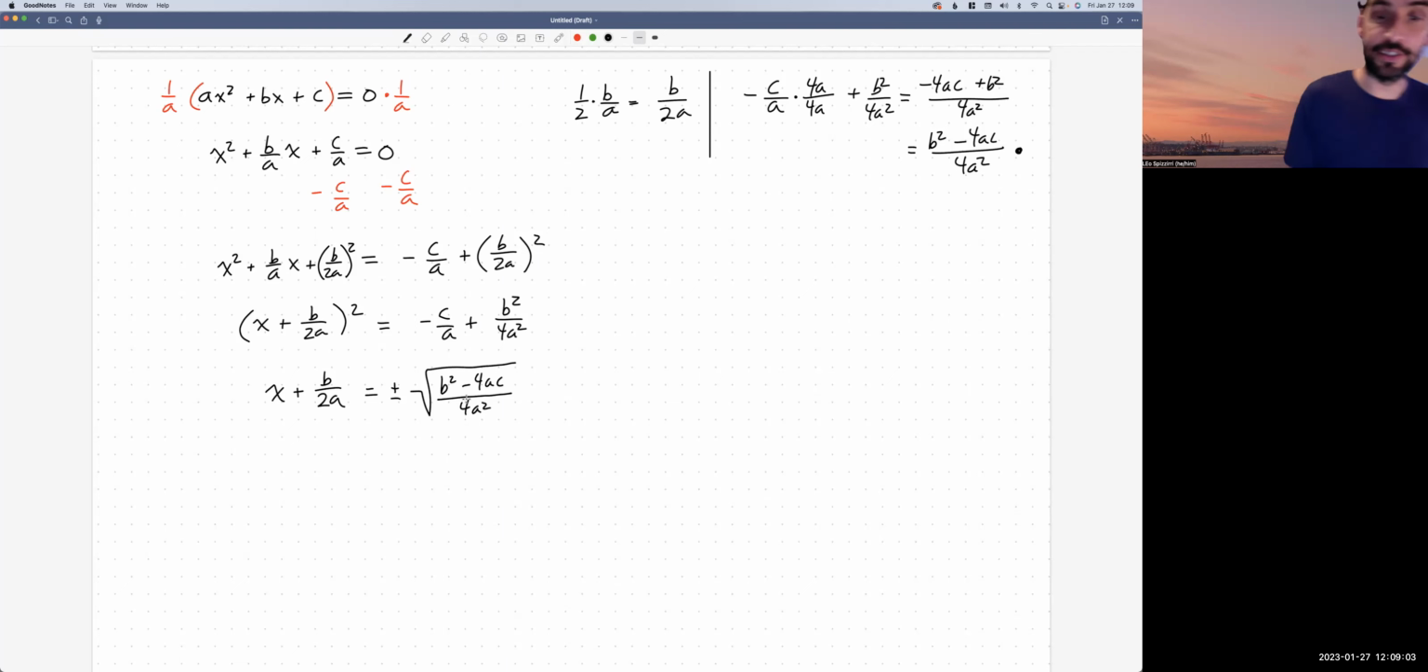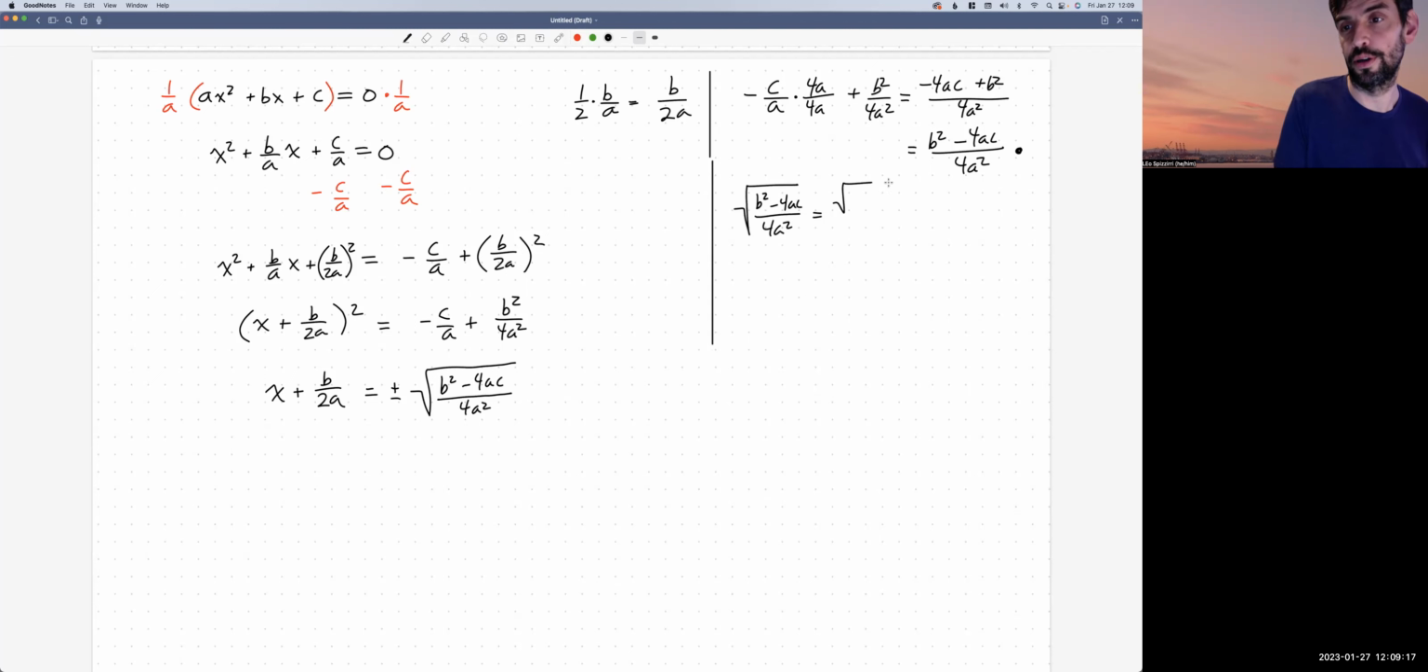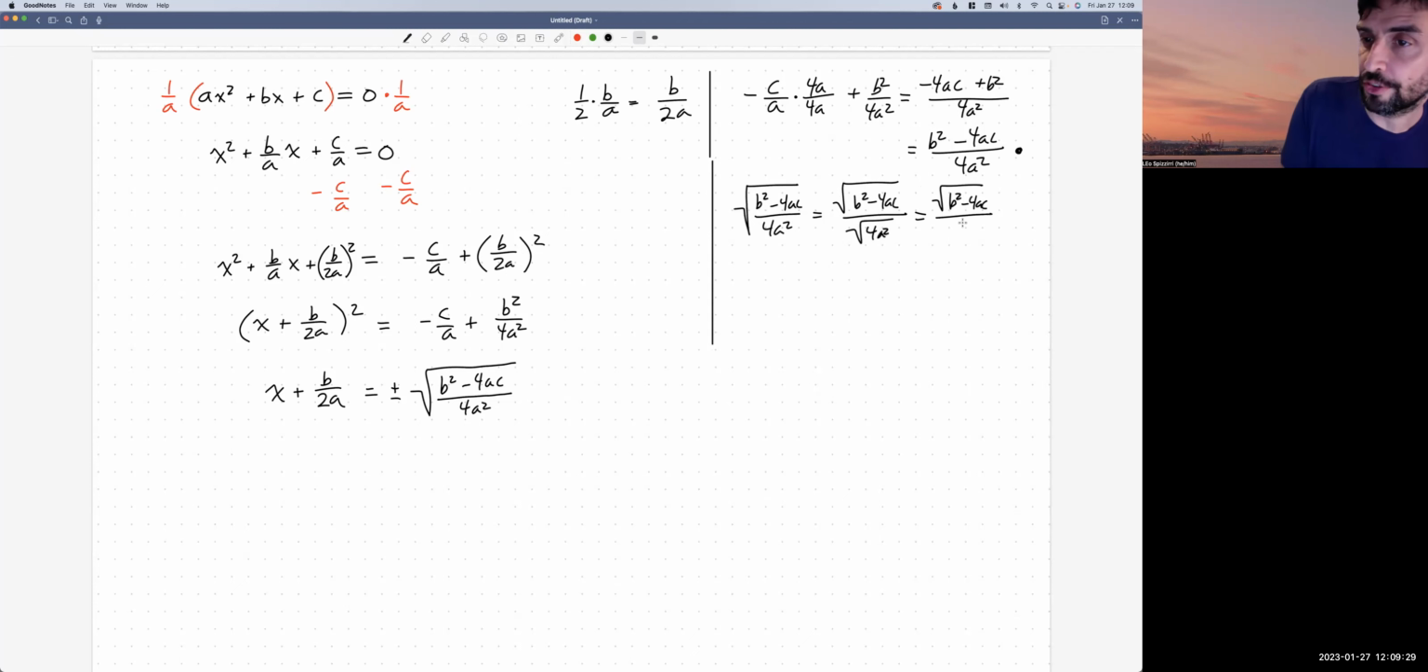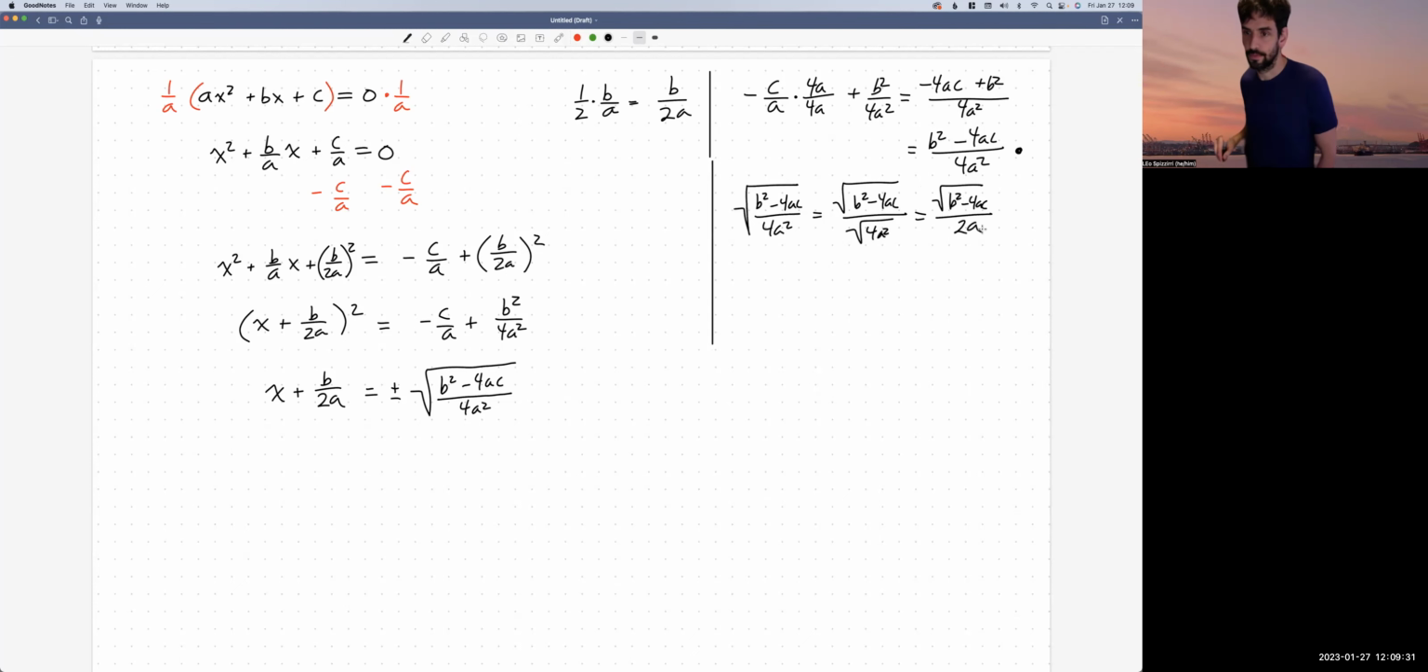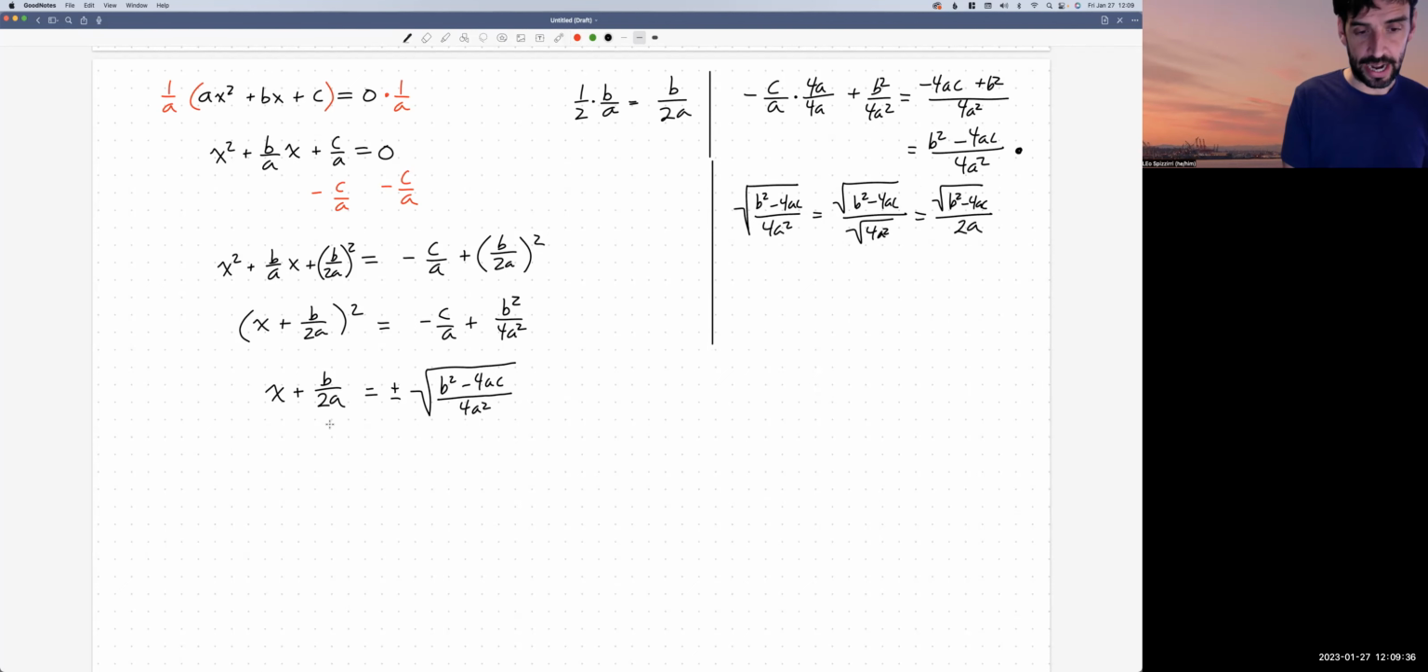Okay. Let's do some manipulations to this square root, again, off to the side. We've got the square root of b squared minus 4ac all over 4a squared, which is equal to the square root of b squared minus 4ac all over the square root of 4a squared. The square root of 4a squared is simply 2a. Okay, so we've simplified that side somewhat. All right, now back to our main problem.